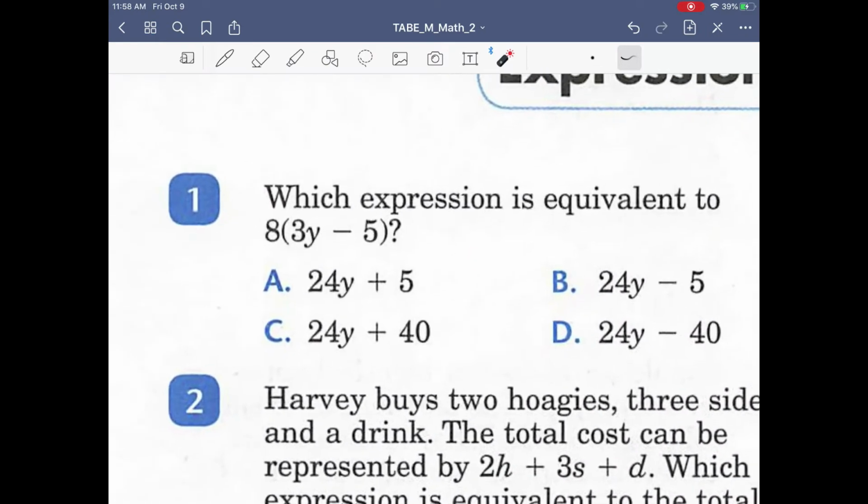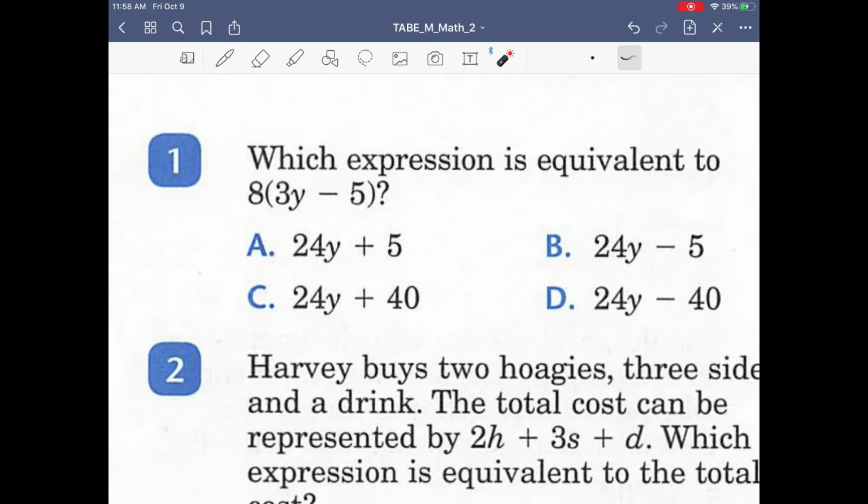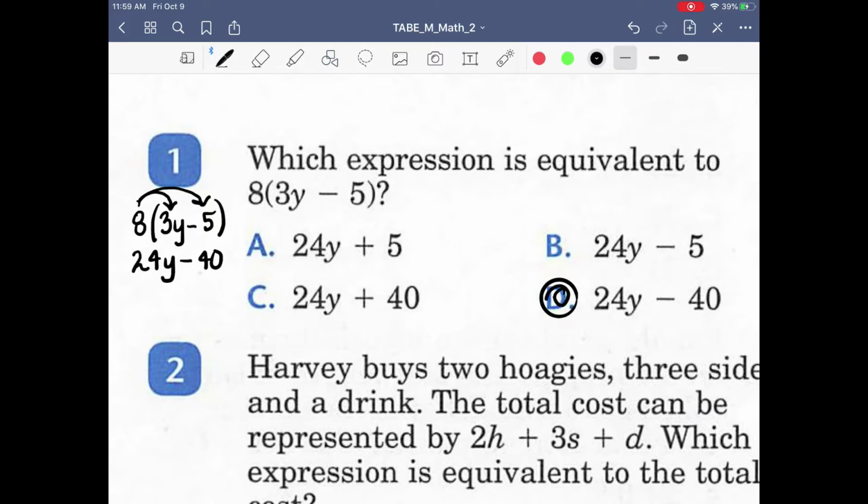Number 1, which expression is equivalent to 8 times the difference of 3y and 5? So 8 times 3y minus 5. So we are going to multiply using distribution. 8 times 3 is 24y, and 8 times 5 is 40. So I like D for this one. 24y minus 40.